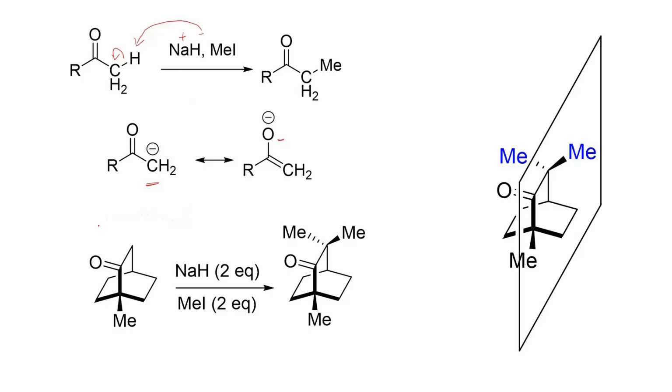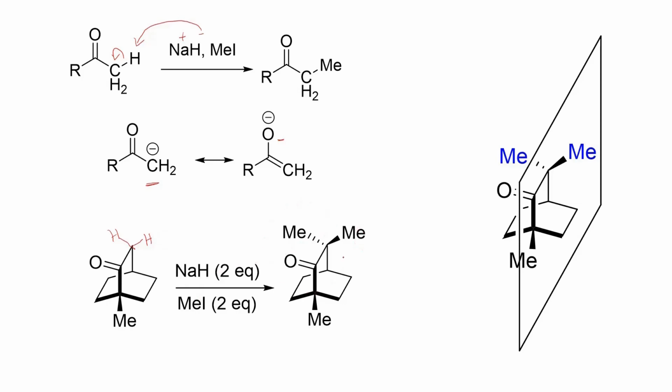Now come to the question. This is our substrate. We are using two equivalents of sodium hydride and two equivalents of methyl iodide. In this case, on this side, no hydrogen is there, right? But on this side there are two hydrogens. Here no hydrogen, right? So these two hydrogens will be substituted by methyl groups, and we get this product.